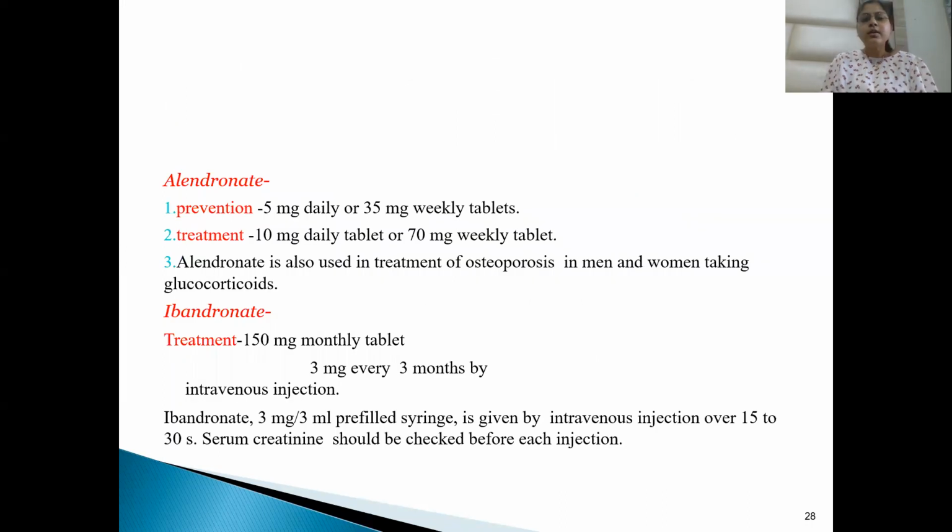So these are alendronate. Prevention: we give 5 milligram daily or 35 milligram weekly tablets. Treatment: we give 10 milligram daily or 70 milligram weekly tablets. Alendronate is also used in the treatment of osteoporosis in men and women taking glucocorticoids, that is steroids. Ibandronate treatment is a 150 milligram monthly tablet, or 3 milligram every 3 months by intravenous injection. Ibandronate 3 milligram per 3 ml pre-filled syringe is given by intravenous injection over 15 to 30 seconds. Serum creatinine should be checked before each injection.